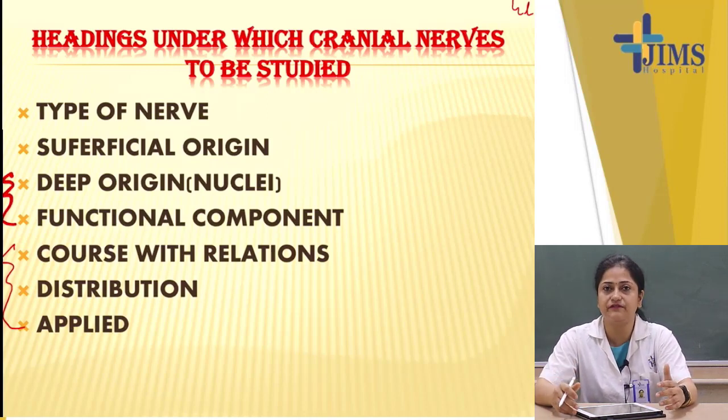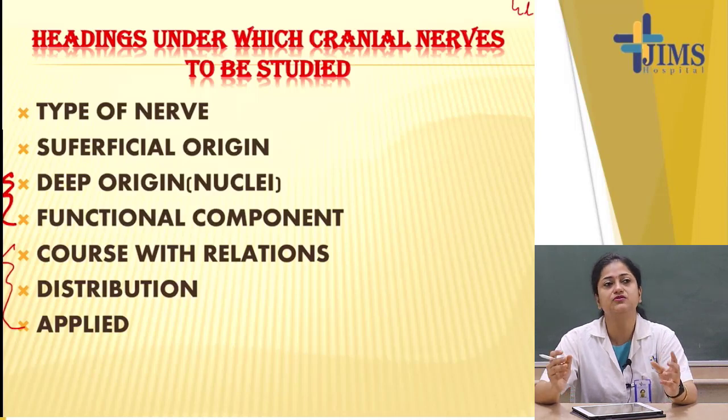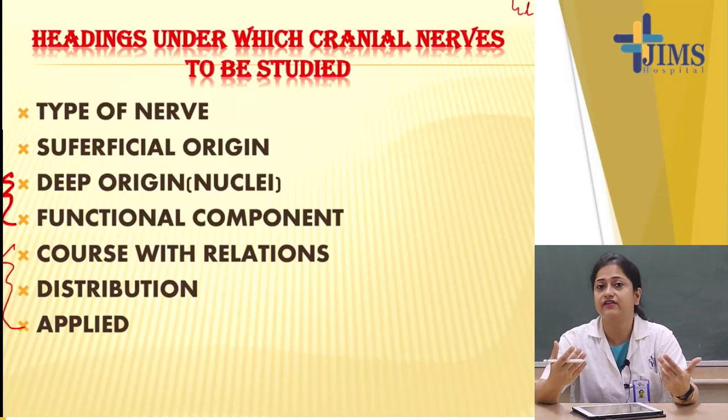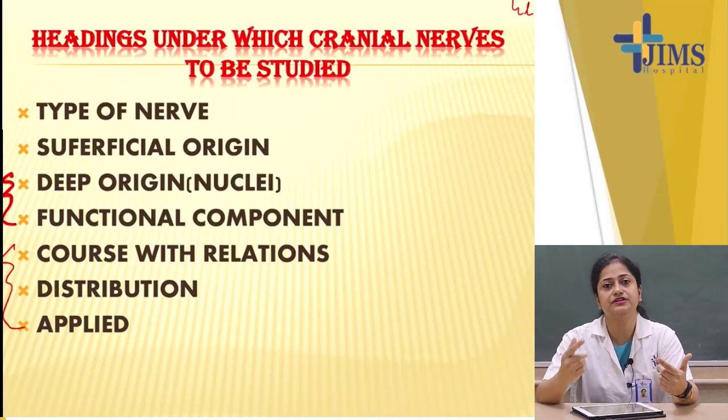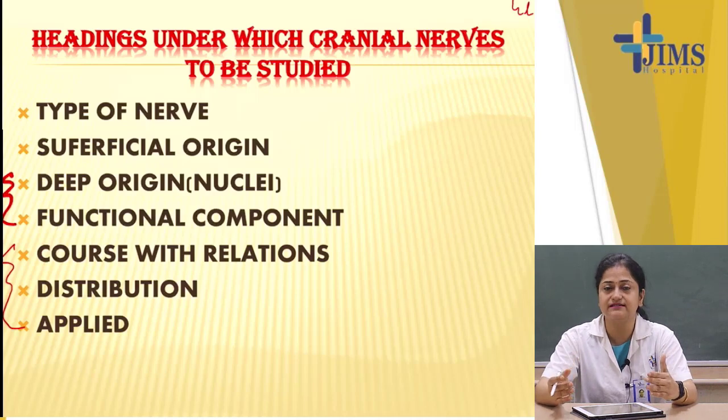First, before we go into the functional components, we need to know what we mean by functional components. We said that there are sensory nerves and motor nerves. Now these sensory nerves are concerned with sensation, and this sensation can be of different types. It can be the general sense as in pain, temperature, touch. It can be special sense in the form of olfaction, that is smelling, or hearing, or balance, or vision. So these are the special senses.